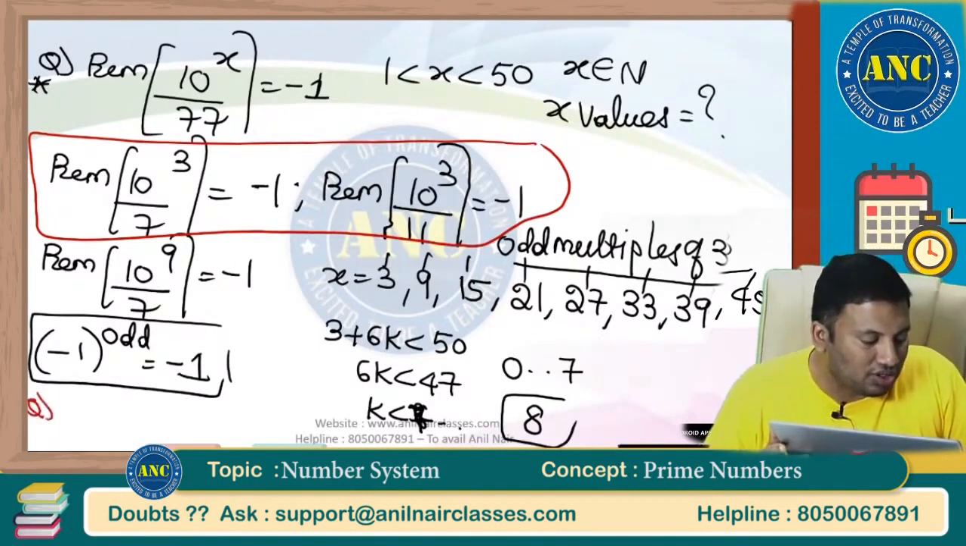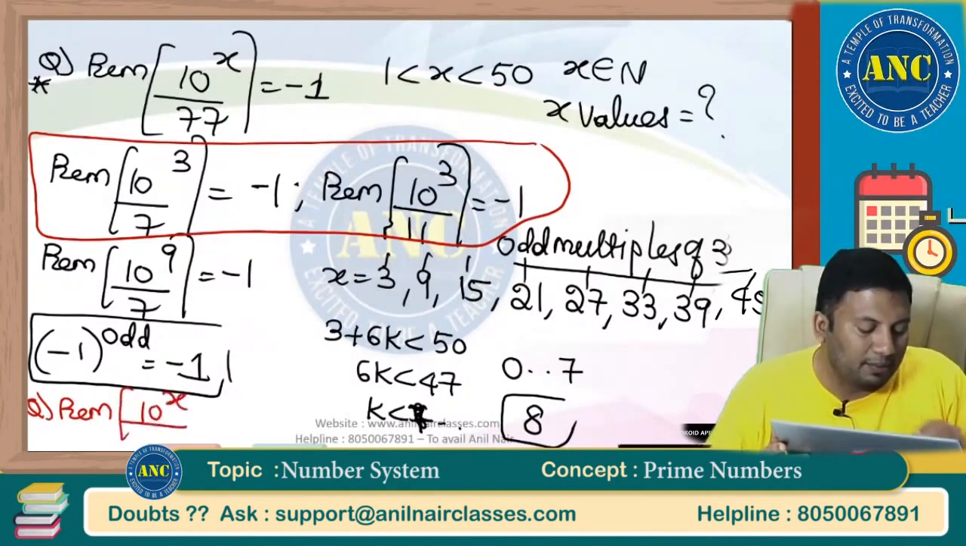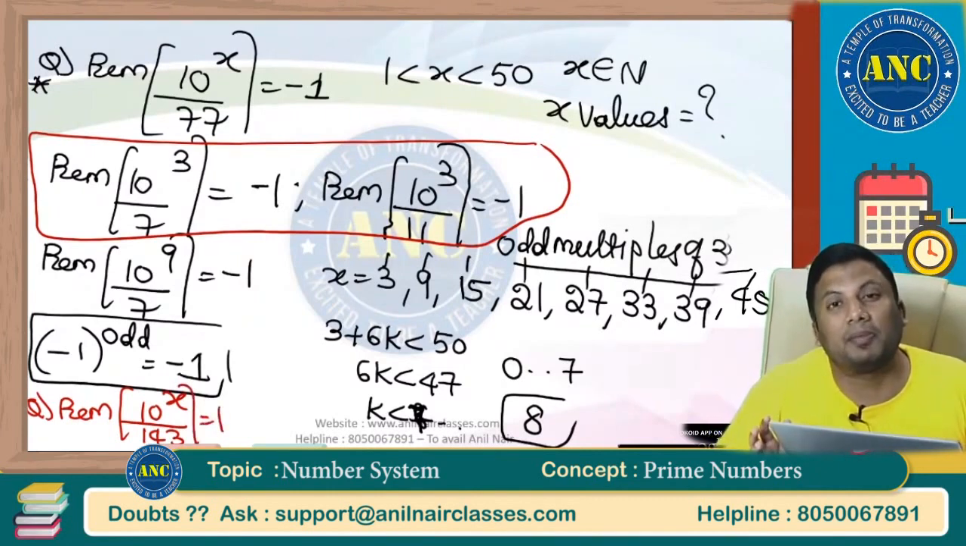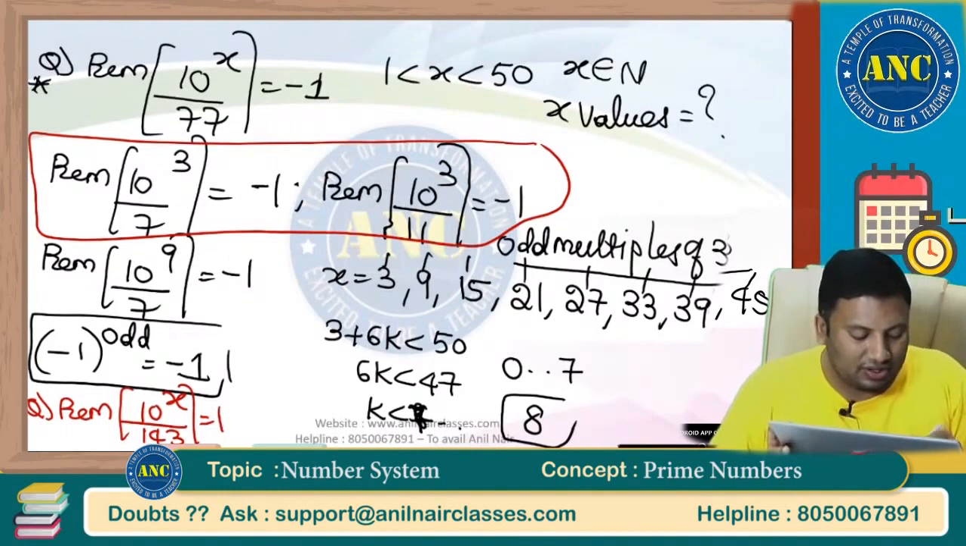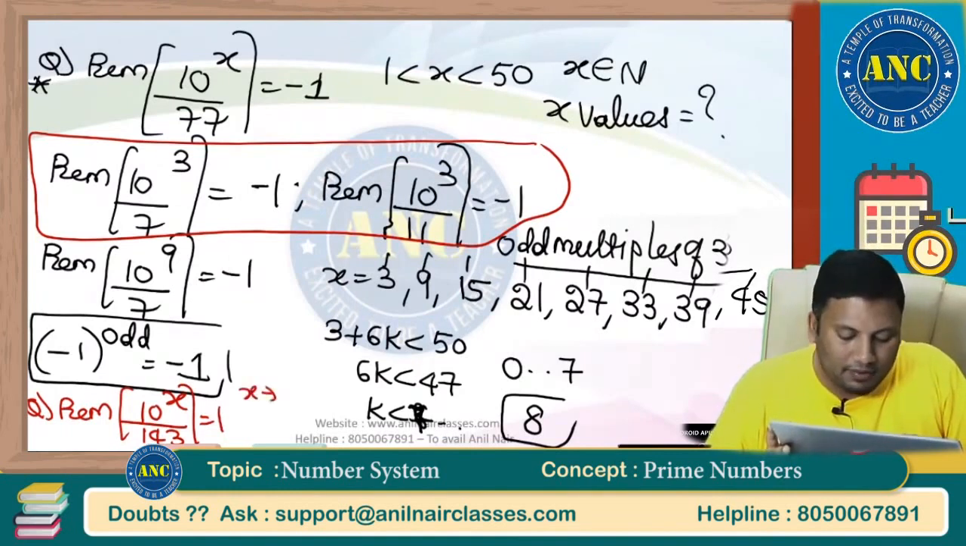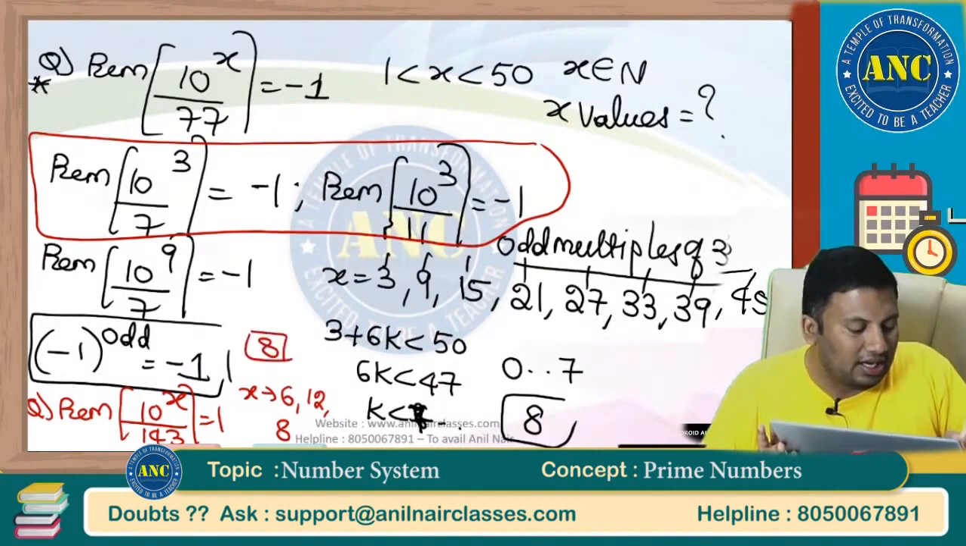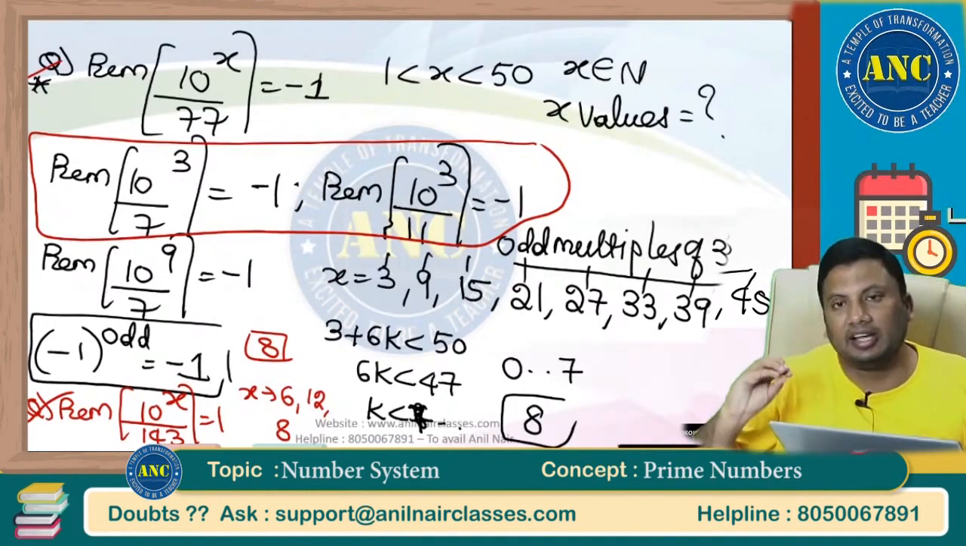Suppose the same question is asked as 10 power x divided by 143, remainder 1. So which power of 10, when divided by 11, will I get 1? 6. So the answer is even: natural number multiples of 6. 6 ones are 6, 6 twos are 12, 6 eights are 48. The answer will be 8. The question can be asked like this, or like that.